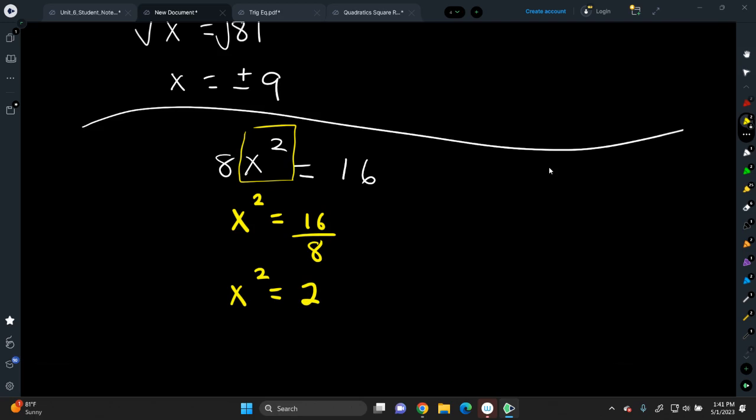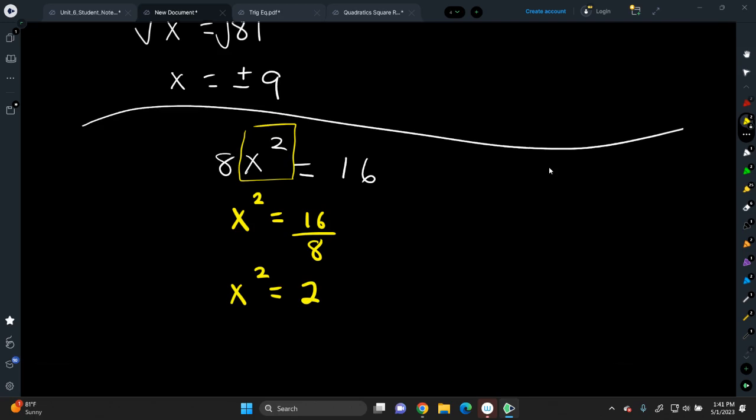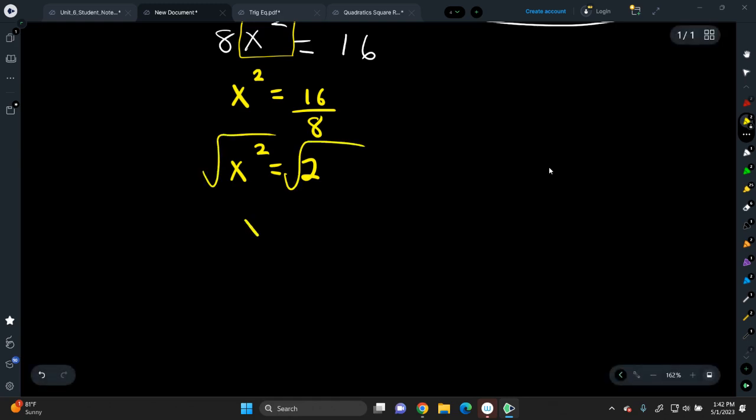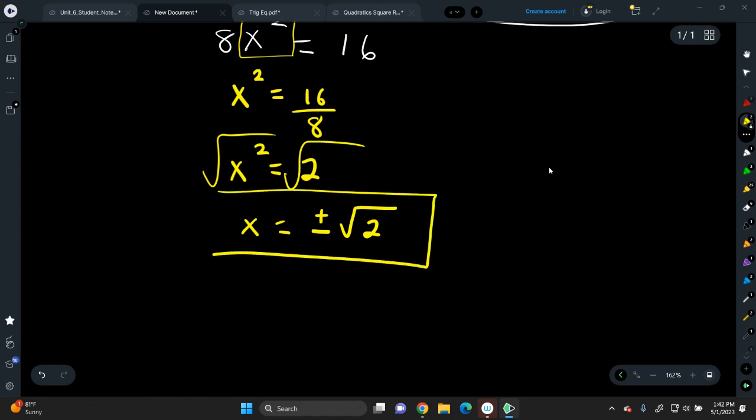And then what? Then you move 2 over. You done. You got a minus 2. Can you divide x by both sides? Thank you, Gianna. Take the square root of both sides. So x equals plus or minus the square root of 2. And that's our answer.